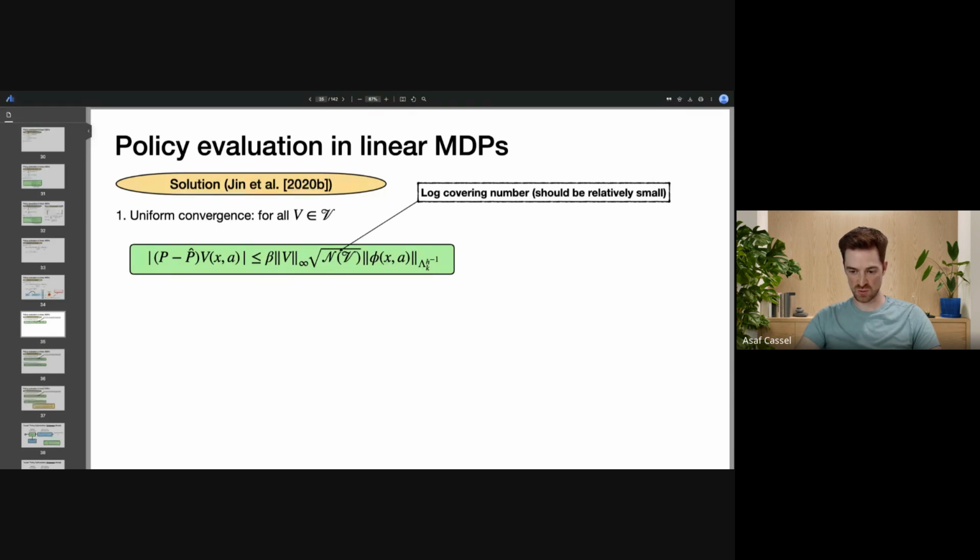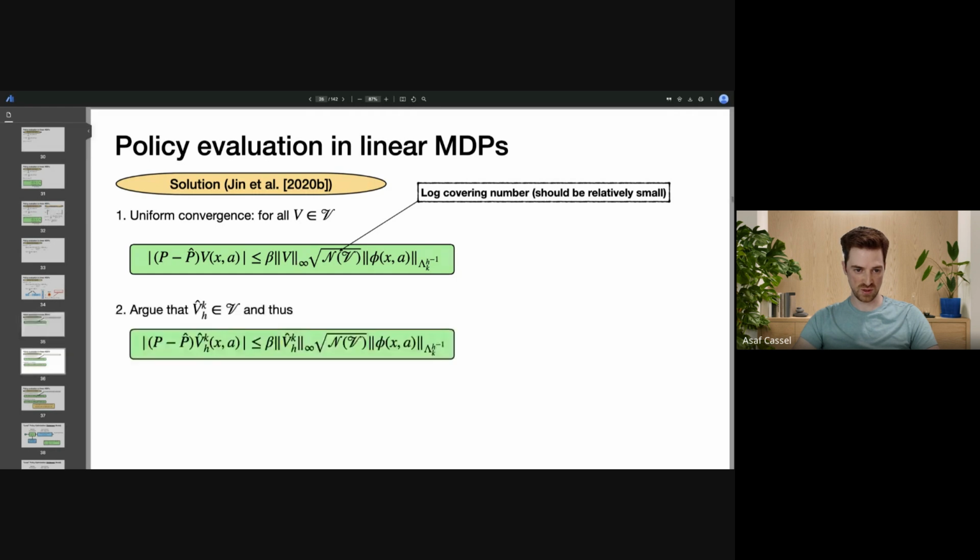Okay, so we will choose some value function class V. Okay, we'll talk about it later. And then we can just argue through uniform convergence that for any fixed value function in this class, what I showed you before holds. Okay, so the uncertainty, the difference between P and P hat measured with respect to a given value function V in the function class, is equal to this beta, which is essentially a constant, times the size, again, of V, so its maximal value, times the square root of the log covering number of the function class V, and again, the elliptical potential.